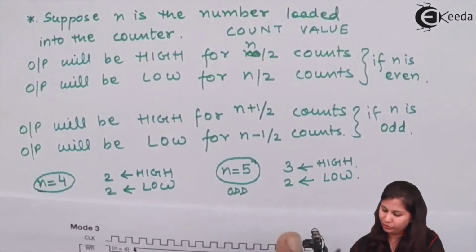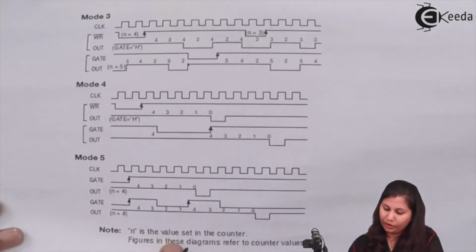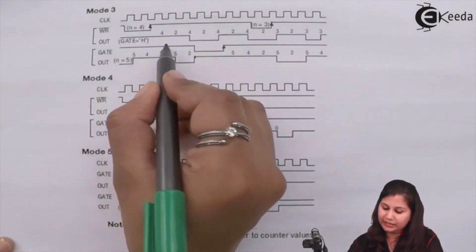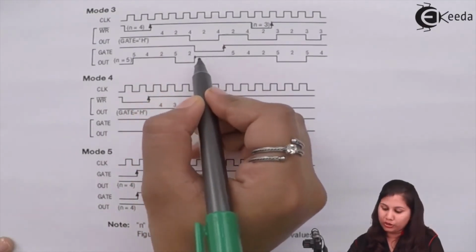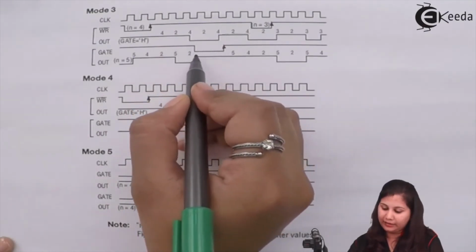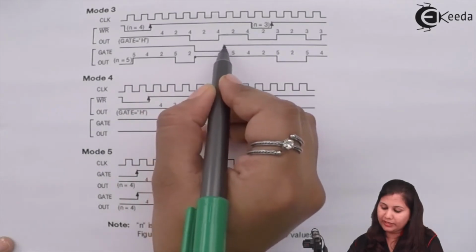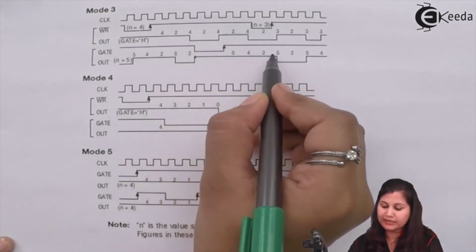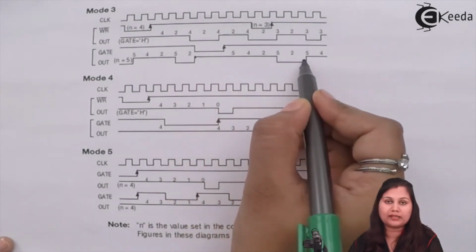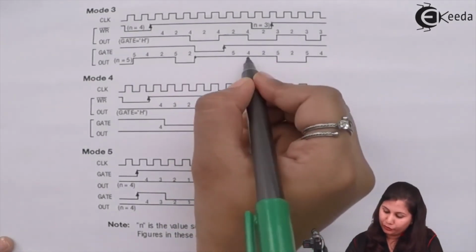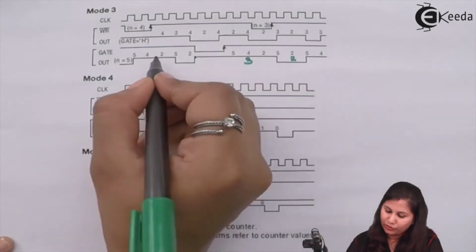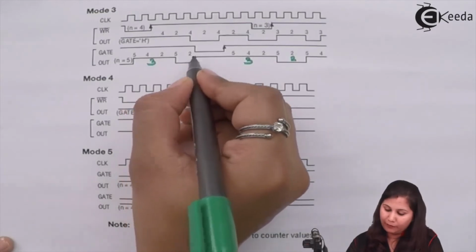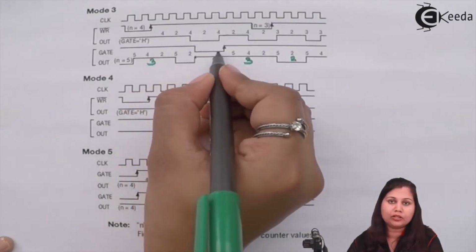So we have here, you can see for 2 clock pulses it has to be low, but here the gate signal is low, so it is not going here, and again when the gate is becoming high, then the counter is reloaded, and for 3 clock pulses it is high, for 2 clock pulses it is low. So for 3 it is high, 2 it is low, here it is 3, 4 it is high, and here we are having 1 because the gate signal has become low.